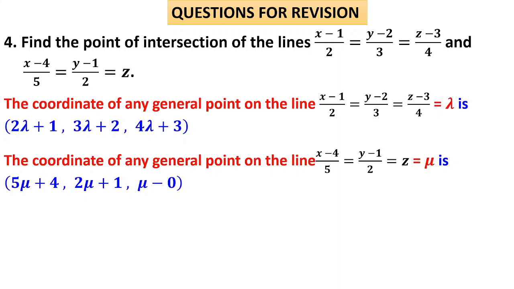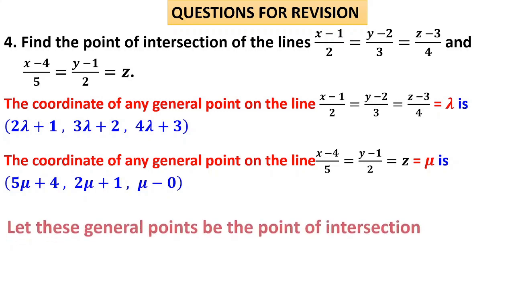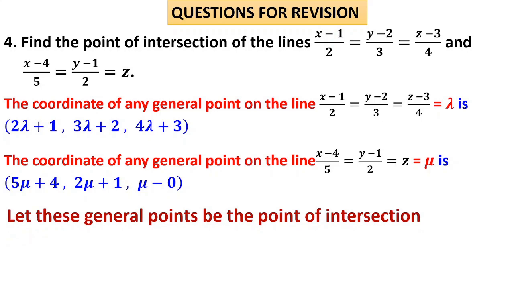Whenever we are taking any general point in 3 dimension, the technique is we will call that general point as the point which we are seeking, which we are searching. Suppose if it is the foot of the perpendicular, we will call the general point as the foot of the perpendicular. Suppose here we want to find the point of intersection. Therefore let us assume that this general point is the point of intersection.